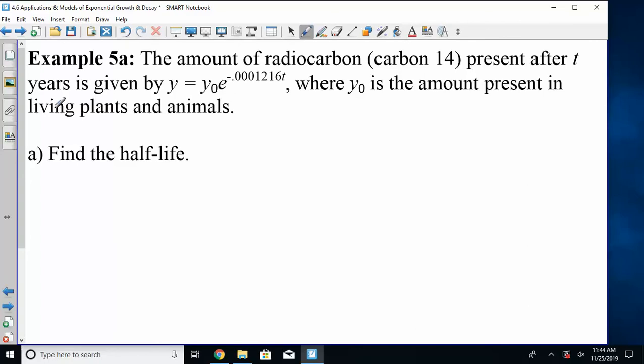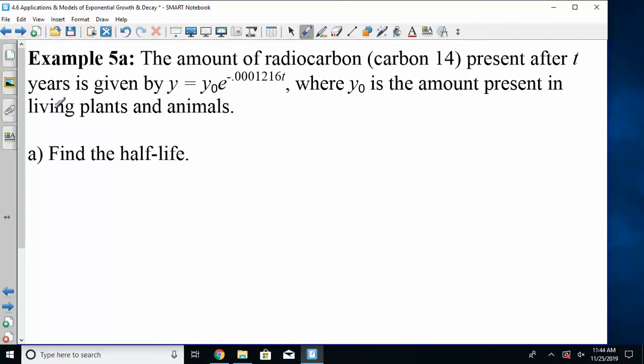So I want to find the half-life. Now this one is different. I already gave you the K value, so unlike previous problems, we're not finding that. But I also didn't even tell you what your Y sub 0 is. So any ideas on how we could find the half-life? What is a half-life?